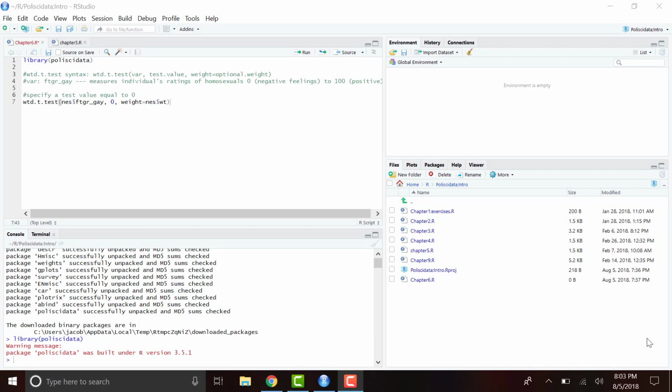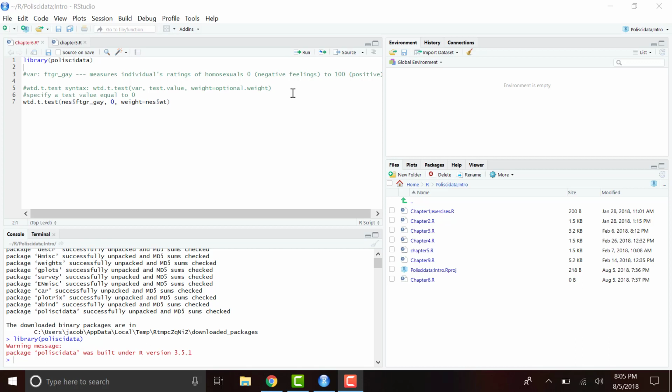So the first thing we need to do is start this example on page 92, and we're going to be using the NES dataset, and we're going to be using the variable ftgr_gay, which is a measure of individuals' ratings of homosexuals. It is a feeling thermometer scale ranging from 0, which is cold or negative feelings, to 100, with warm or positive feelings. So we're going to be using the function wtp.t.test, and I provided the syntax in line 5. It's also on page 92 of your book.